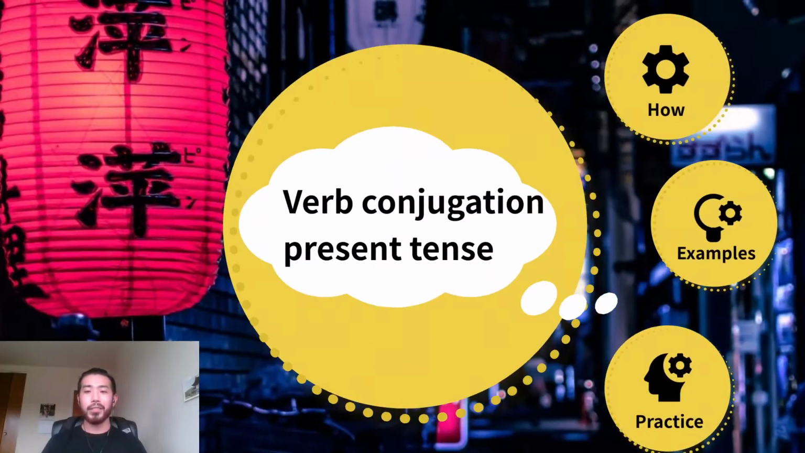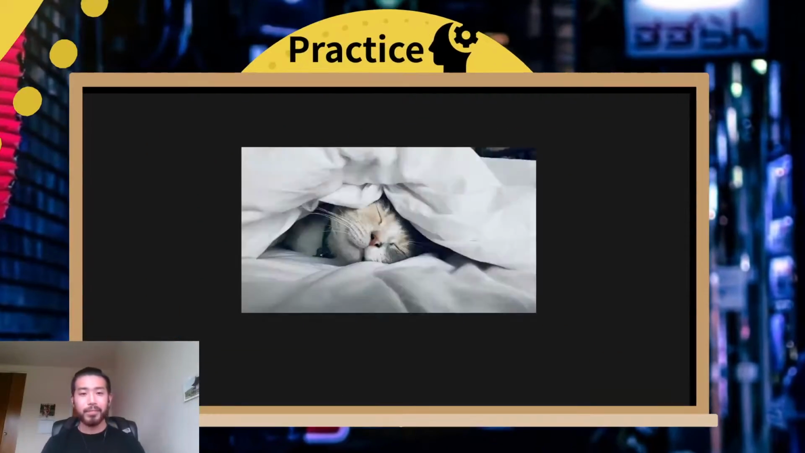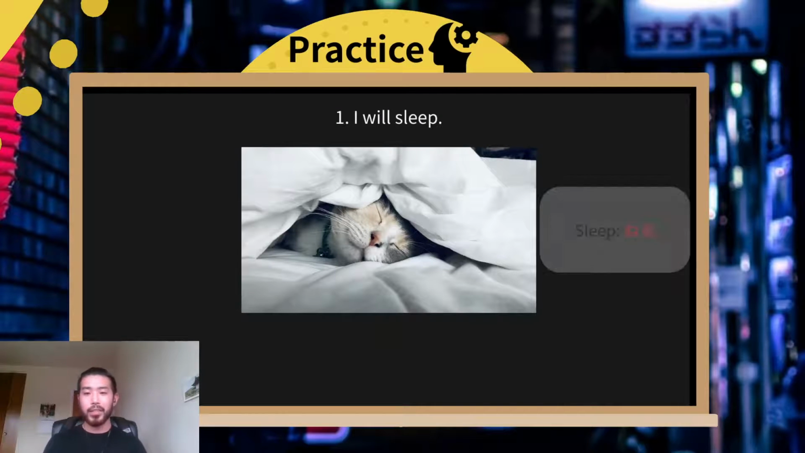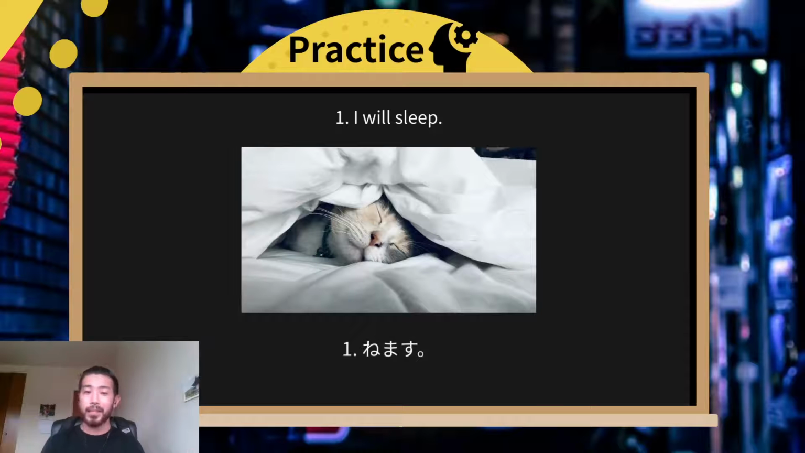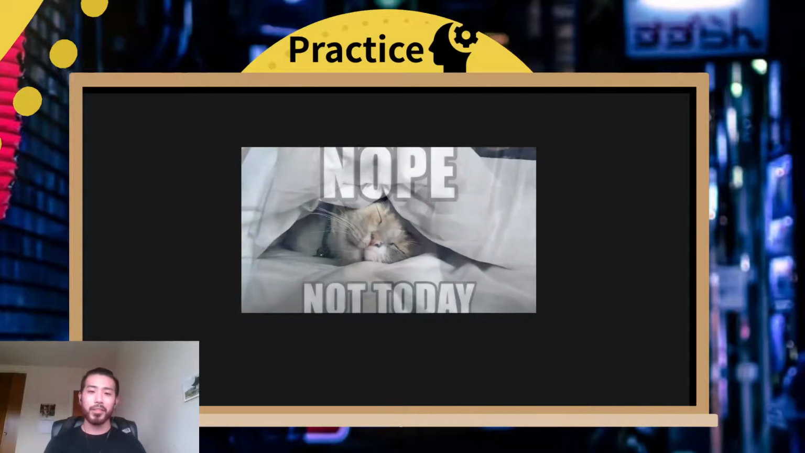Now let's practice together. First one, I will sleep, future tense. Okay, so sleep in Japanese is neru. So can you conjugate this verb? Neru is a ru verb. So can you make this sentence? 寝ます. Okay, let's move on.